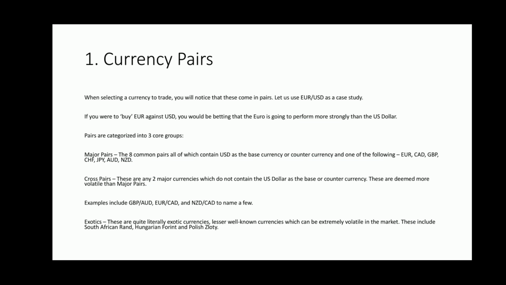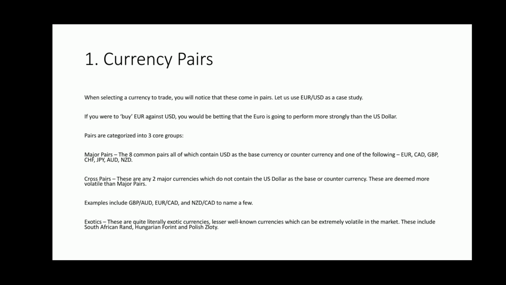First thing, number one, currency pairs. So when selecting a currency to trade, you will notice that these come in pairs. Let's use the euro to the USD as a case study. If you were to buy the euro against the USD, you would be betting that the euro is going to perform more strongly than the US dollar. Does that make sense? Let's go over it again. If you were to buy the euro against the USD, you are betting that the euro is going to perform more strongly against the US dollar.